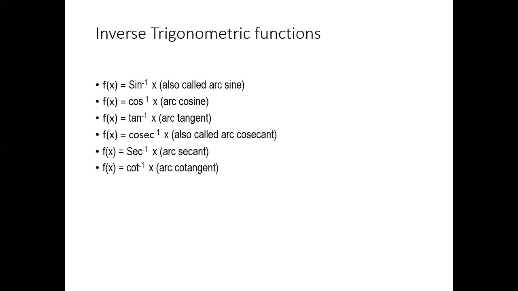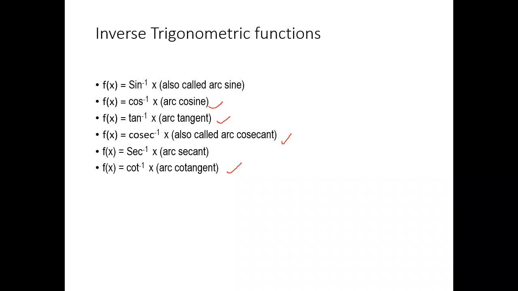We also have inverse trigonometric functions, such as sine inverse of x. When you see sine raised to negative 1, we call it sine inverse or the arc sine. We also have the cos inverse of x, which is arc cosine. We have the tan inverse, which is the arc tangent. We have the cosec inverse, which is the arc cosecant, and then we have the sec inverse, which is arc secant. Same with the cotangent, arc cotangent, which is cot inverse.